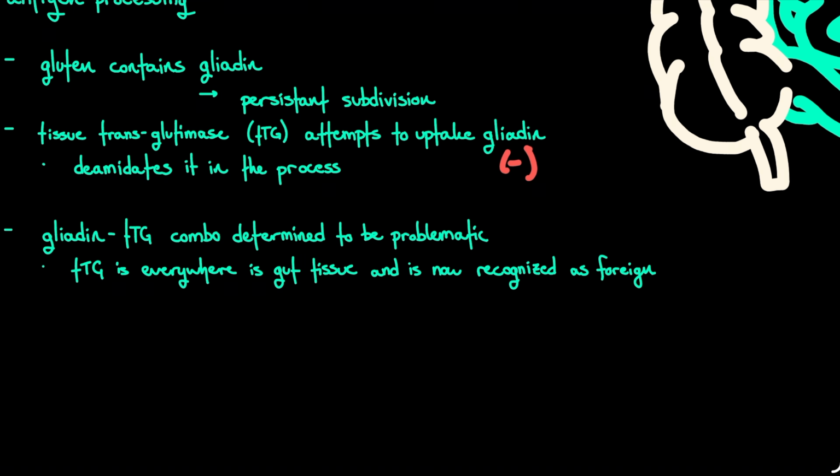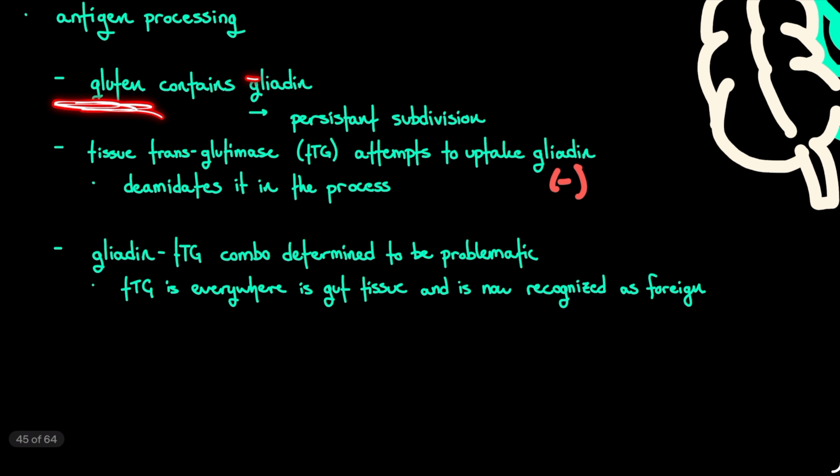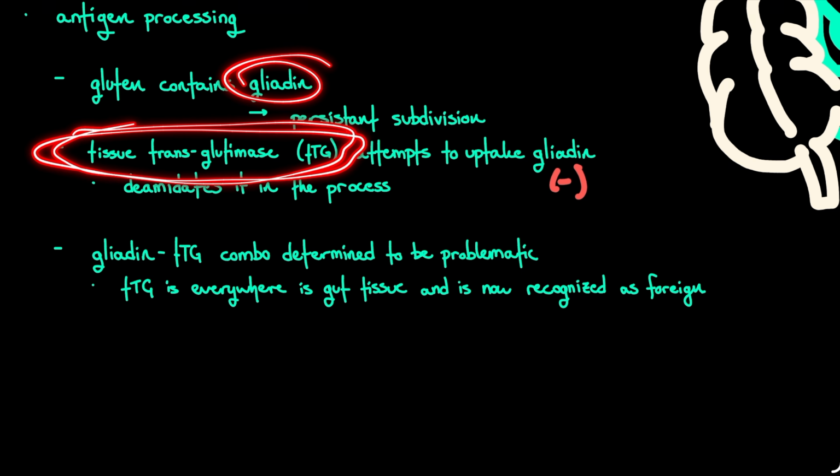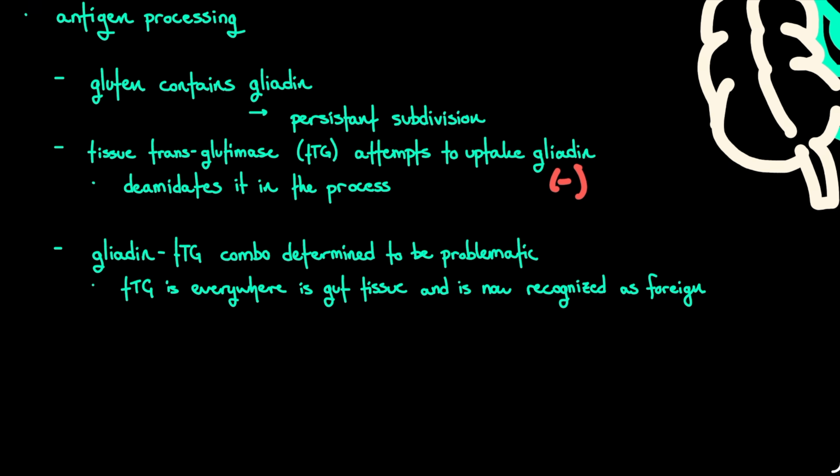Okay, so that's the whole pathway. Gluten gets broken down into gliadin. Gliadin attempts to be uptaken by this enzyme here. During the uptaking process, we make this combo, and this combo makes susceptible patients just absolutely increase it or causes this whole autoimmune reaction for whatever reason.